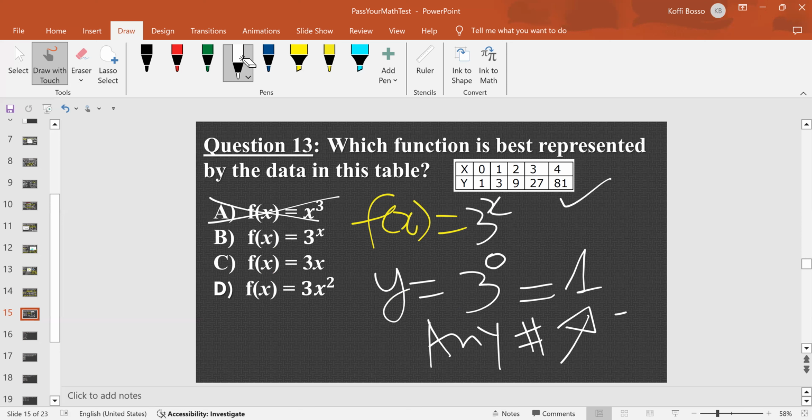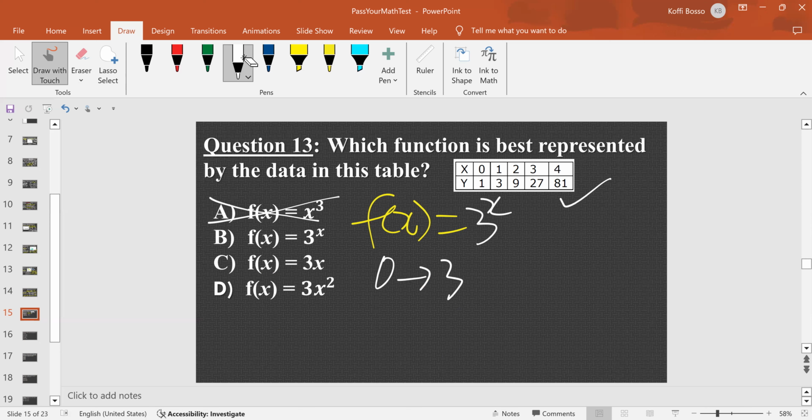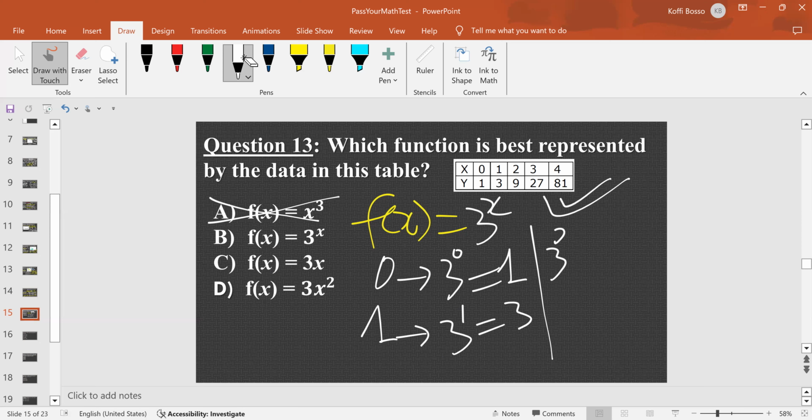But let's continue to check. If x is 1, what are we going to get? So let's rewrite it. For 0, we have 3 to the 0 power is 1. For 1, we'll have 3 to the 1 power, which is 3, which is also correct there. For 2, you're going to have 3 to the second power, so we are replacing x by 0, 1, 2, 3, 4. For 2, you get 9, which is correct.